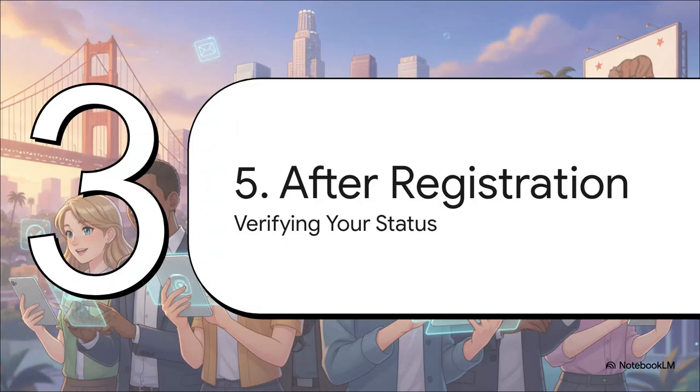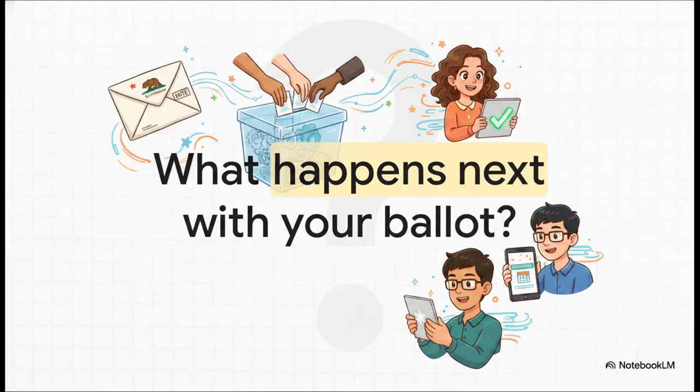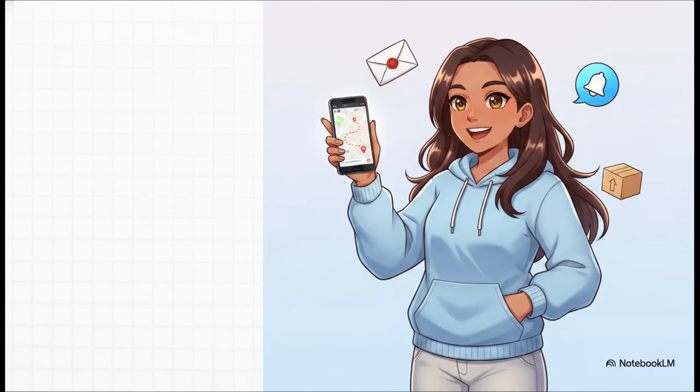Section 5. After registration, verifying your status. So, you've clicked submit, you've waited the 48 hours. The next logical question is, what happens to your actual ballot? How do you know the system actually worked and you're all set for Election Day? Well, California does a great job of keeping you in the loop.